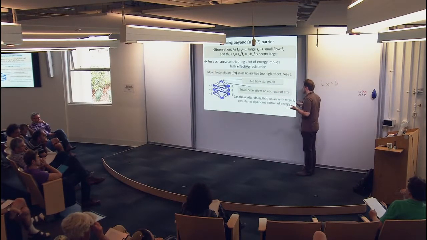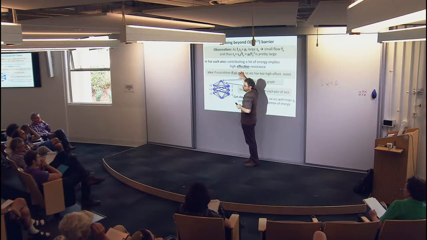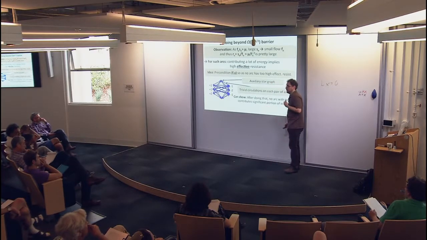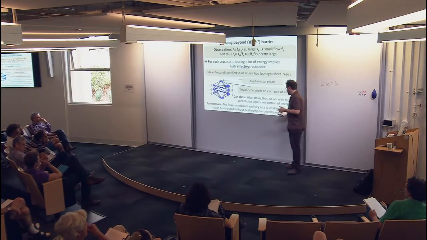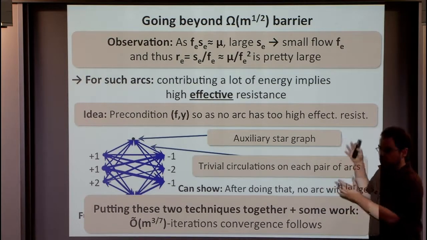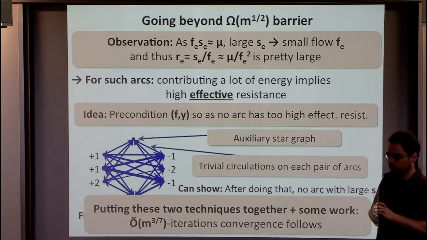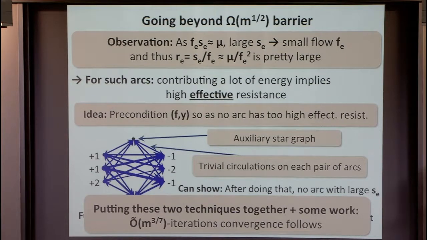And then once you do that, you can show by appropriate argument that now you never have problems with arcs that have large SE. So the only arcs that will give you problems are the arcs with the small SE, which you can deal with by just changing your LP. And in the end, once you add a couple of pages of work, this all comes together and gives you a new result. Okay? So essentially this is all I want to say about this result.